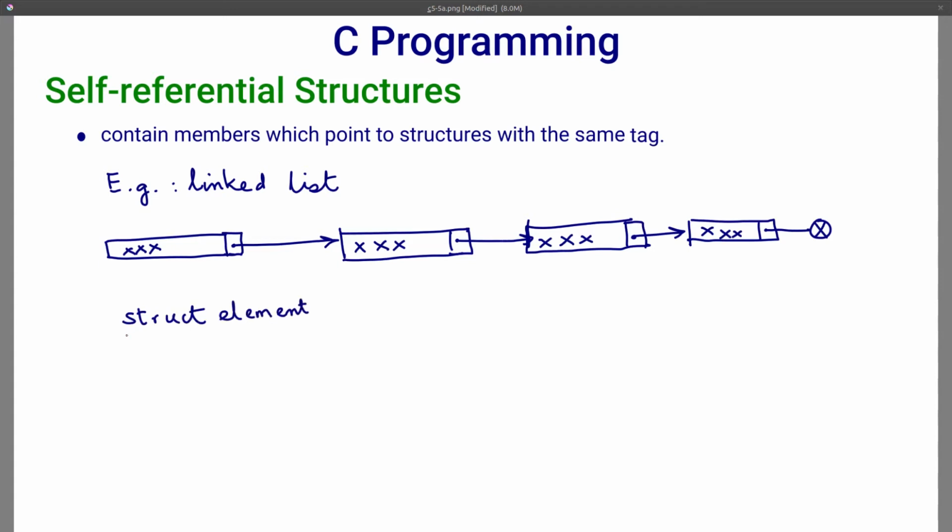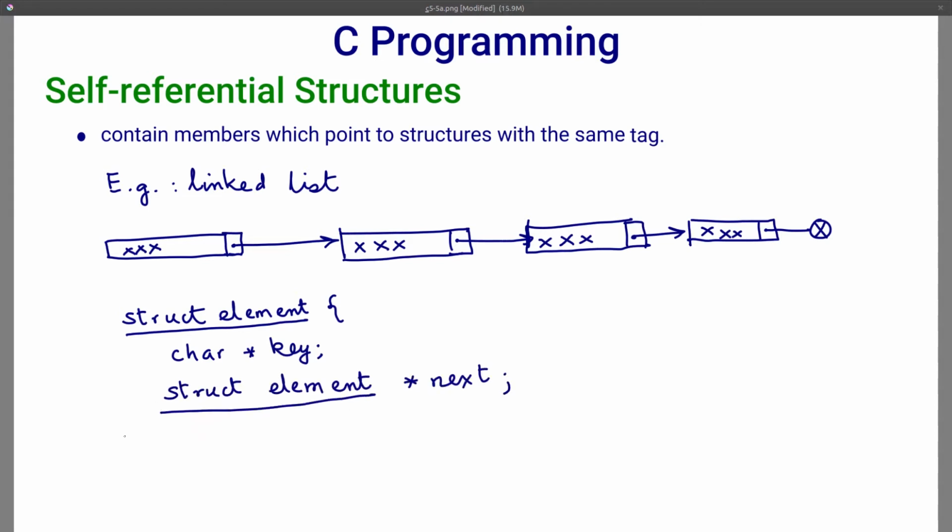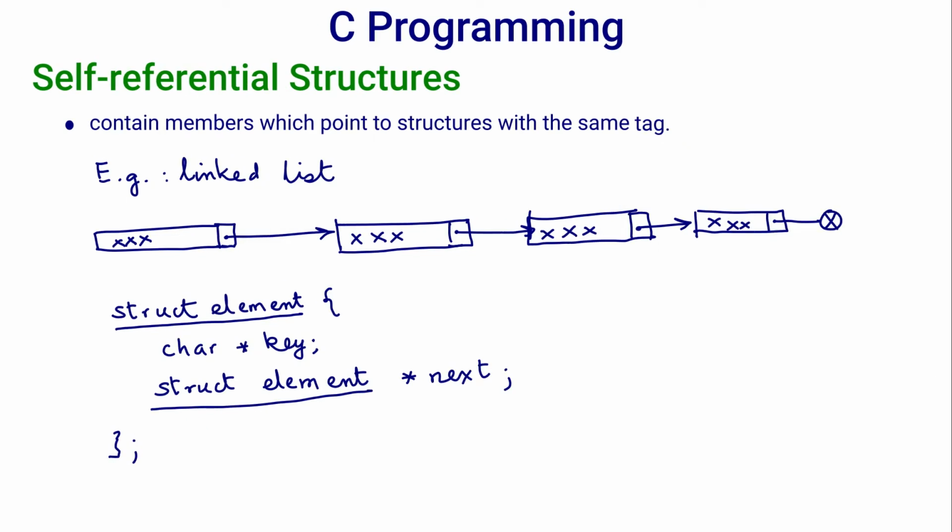struct element { char *key; struct element *next; }. The point to note is that inside struct element, there is a pointer to the struct element, which points to the next element. Linked lists are often used to implement queues, which are first in first out data structures.